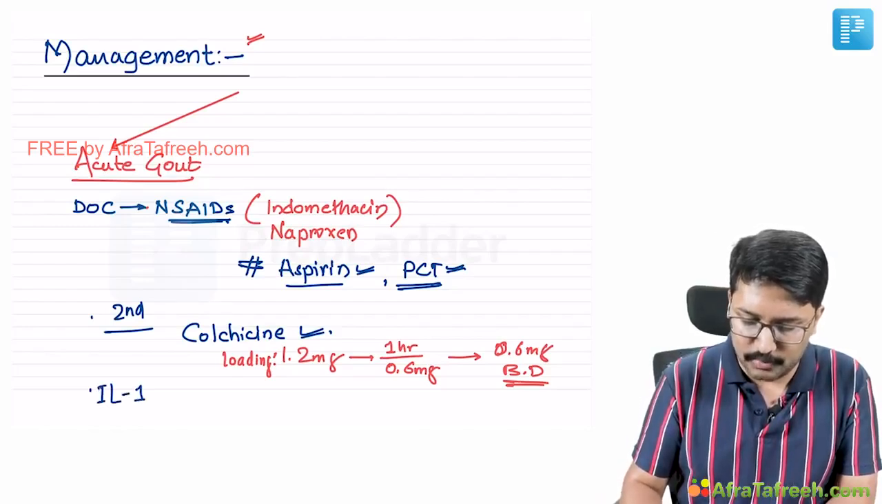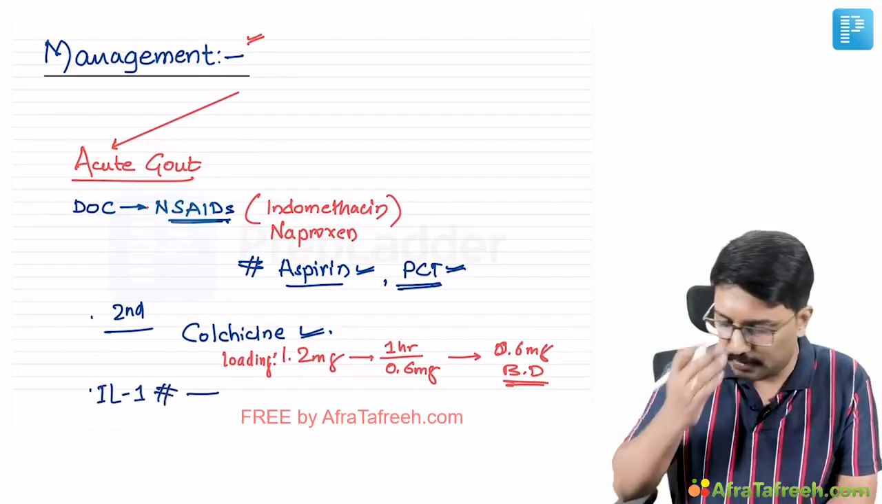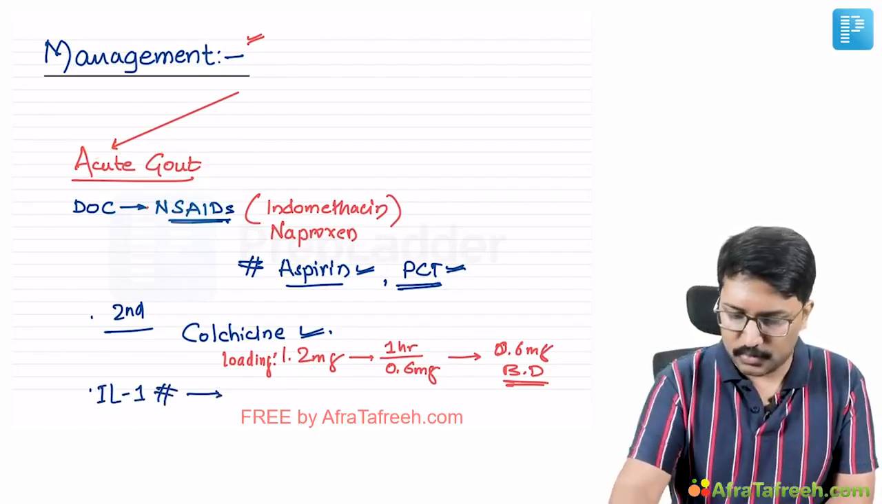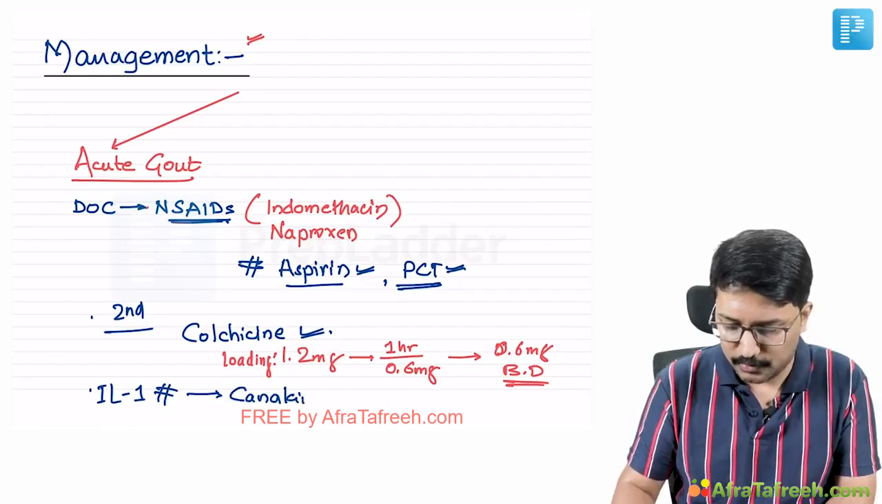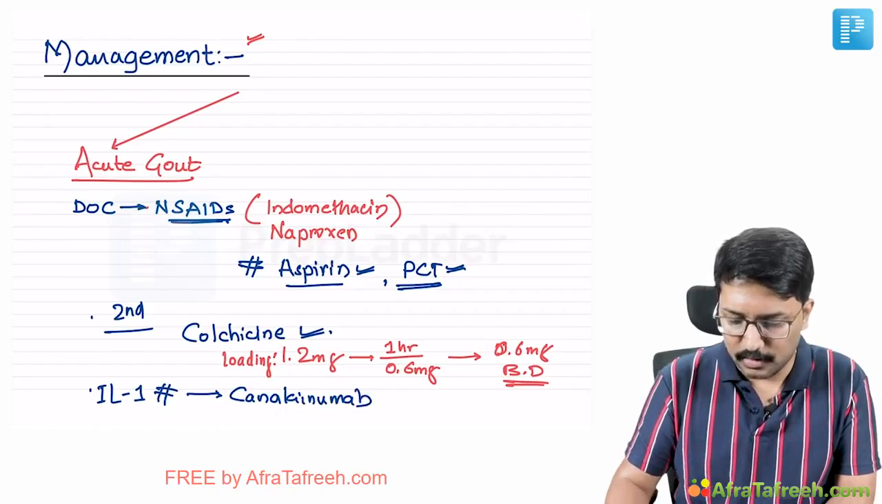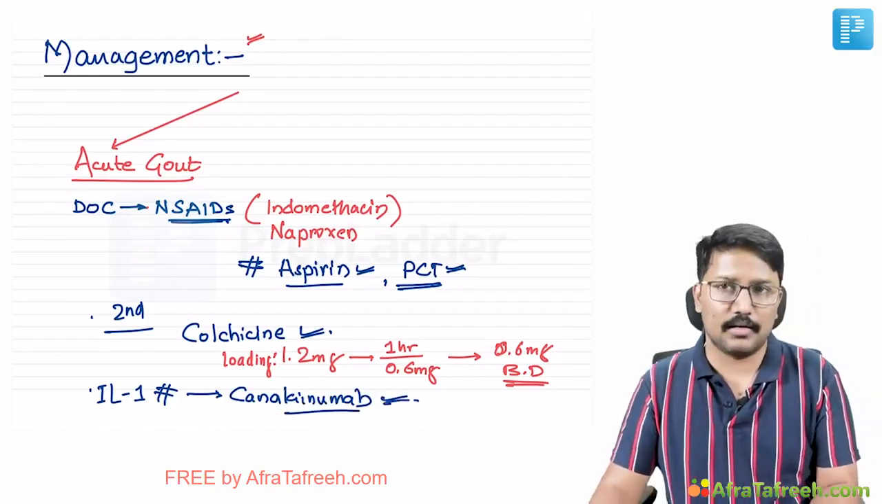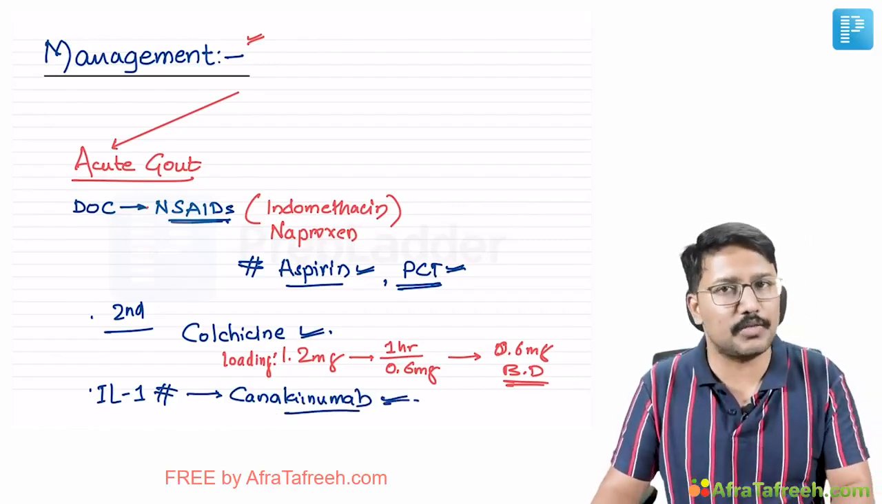Now, what are the drugs that can be used for IL-1 blockade? We can think of using anakinra, but mostly we end up using canakinumab. Anakinra can be used, but mostly we end up using canakinumab. This is the latest drug, more effective than anakinra, right? Clear? So this is the acute management of gout.